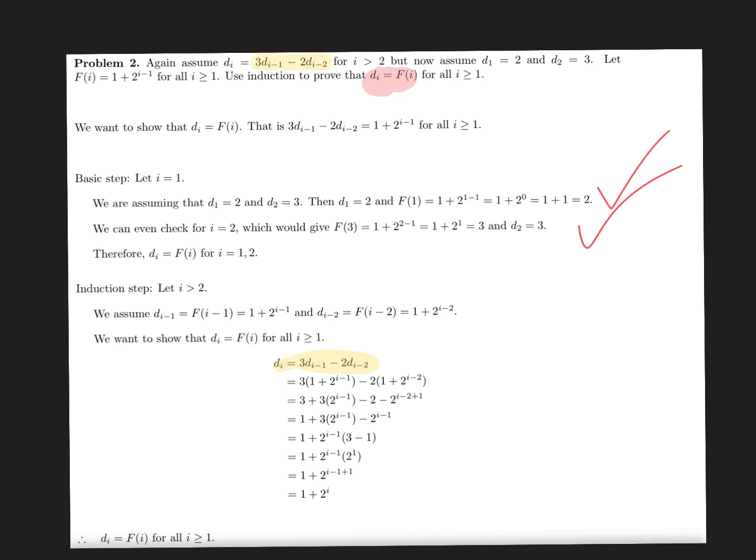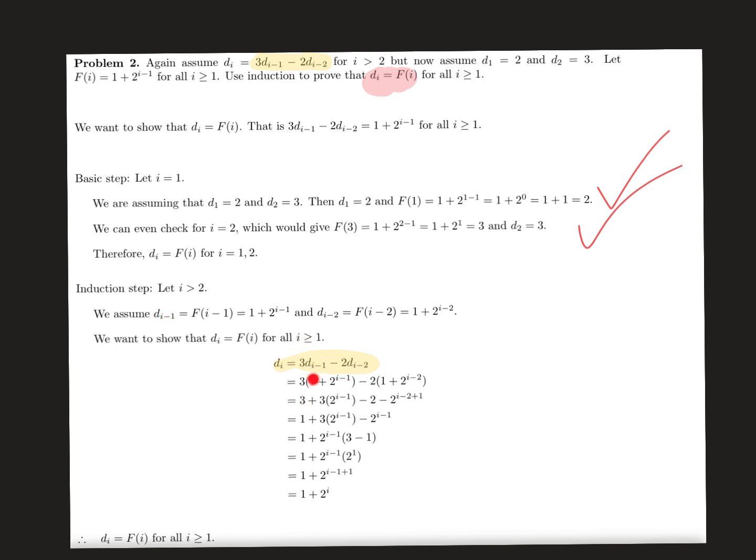And now what we are going to do is start replacing the d terms, so d_{i-1} and d_{i-2}, with the corresponding terms from our function f. So f(i-1), if it indeed is equivalent, because we're assuming it, then we should be able to substitute this expression for the function f in place of the term for d_{i-1}. So that's what we're doing here.